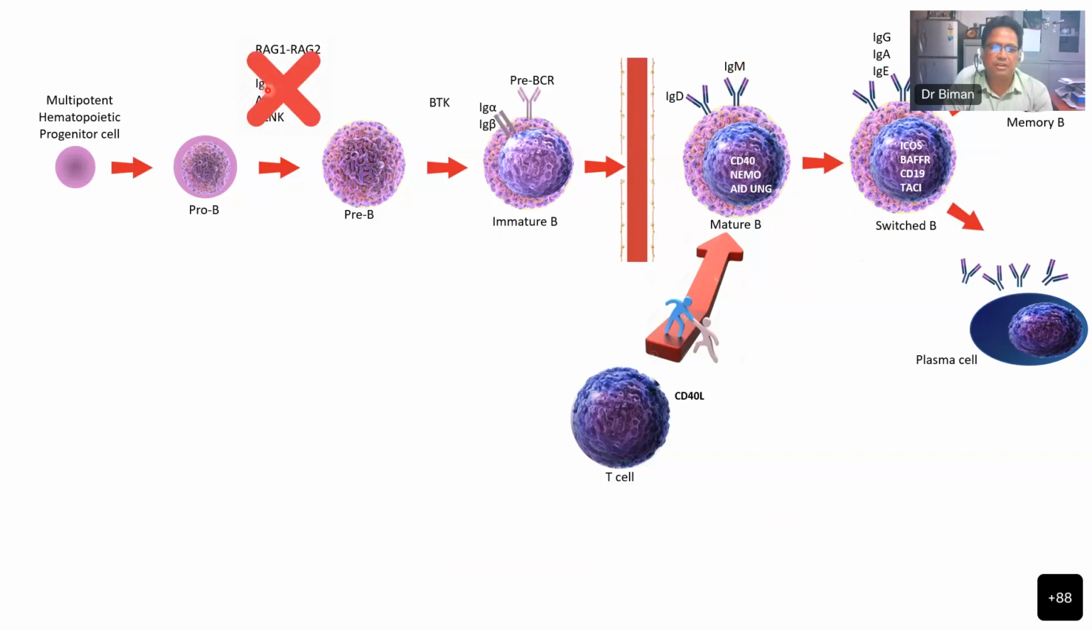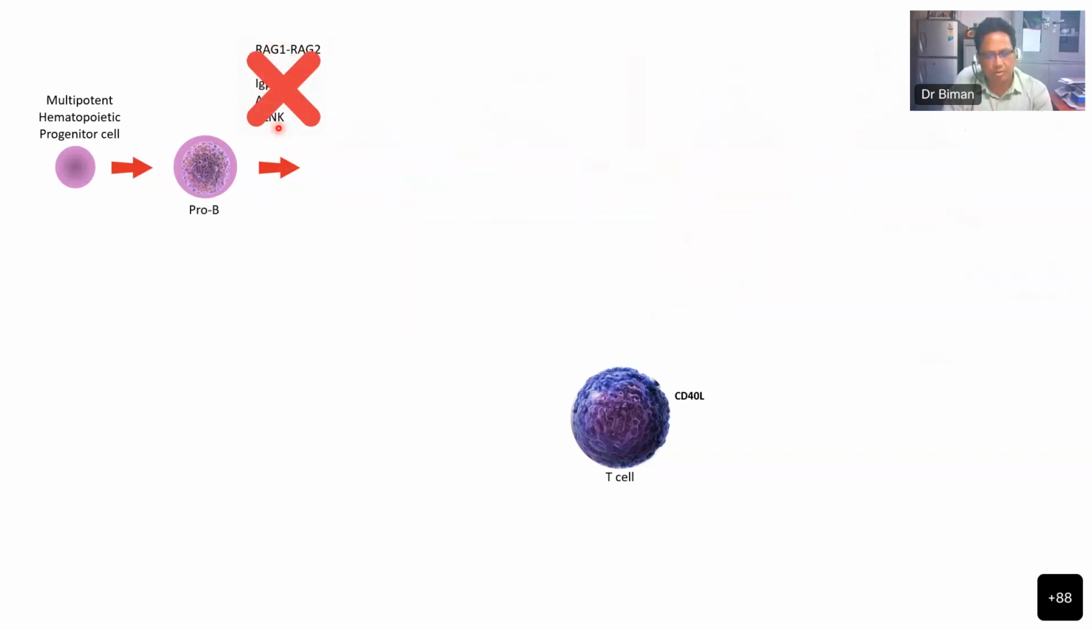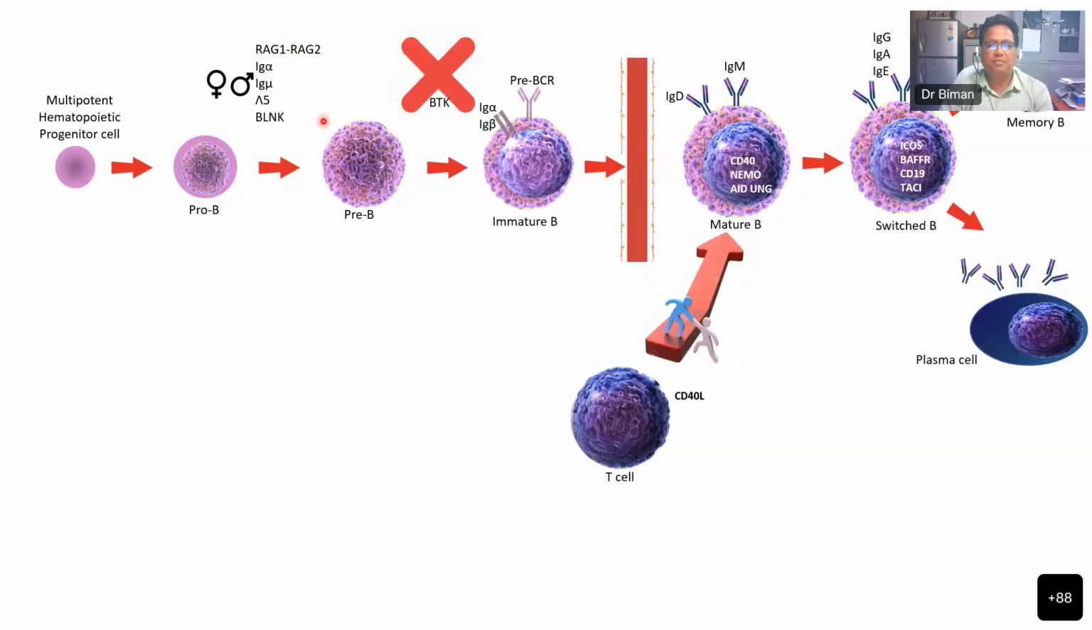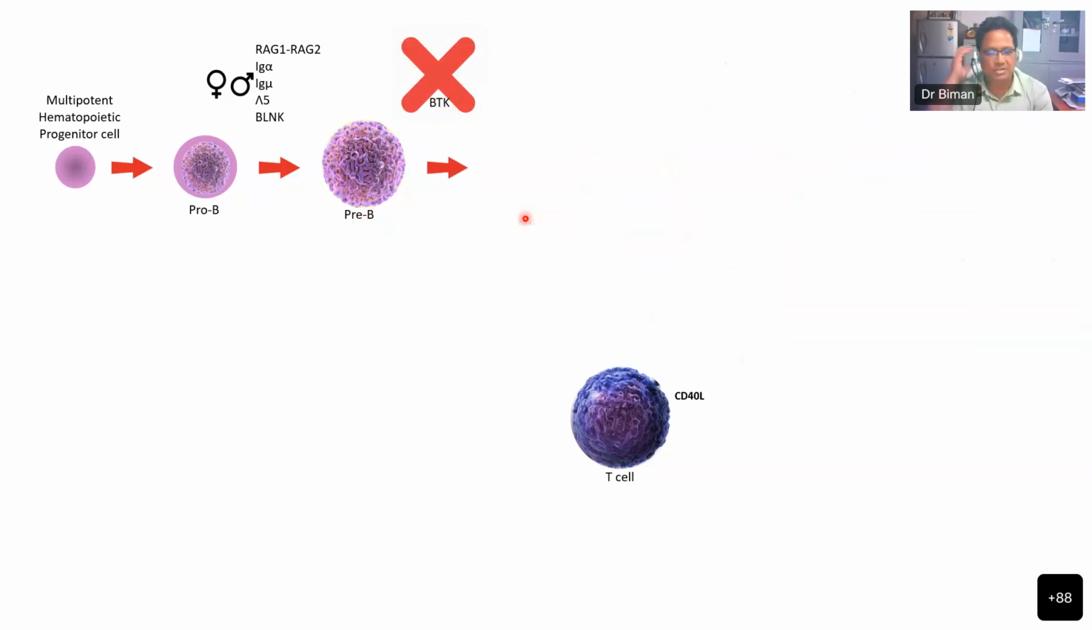Now, if we have a defect here in the RAG1, RAG2, at the very early stage when the B cell is converting from a pro-B to pre-B, if there's a block in any of these molecules, there will be no B cell development. Okay, cells will be there, but no B cells, absolutely. So hypogammaglobulinemia with no antibodies at all in these patients. And if you have a defect here, for example, in BTK, with pre-B to mature B, again the same thing happens. There are no B cells in the blood of these patients. Okay.